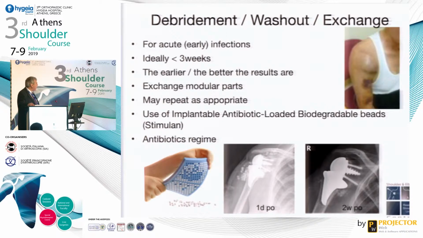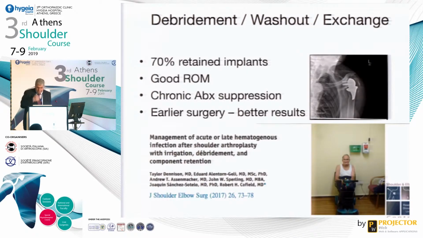Debridement, washout, and exchange. Again, acute early infections, ideally less than 3 weeks. The earlier, the better. Exchange of the modular part, in this case actually exchange of the liner and the glenosphere. And then what I use is implantable antibiotic-loaded biodegradable beads with calcium sulfate. It's called Stimulan, and it's actually full of antibiotics. That actually keeps antibiotics inside for a few weeks. And again, the same antibiotic regime with dual drugs.